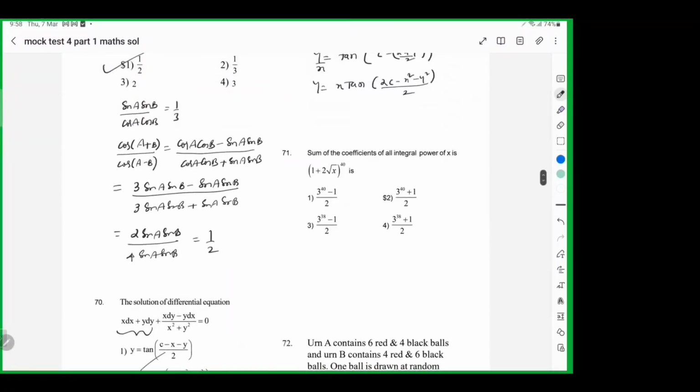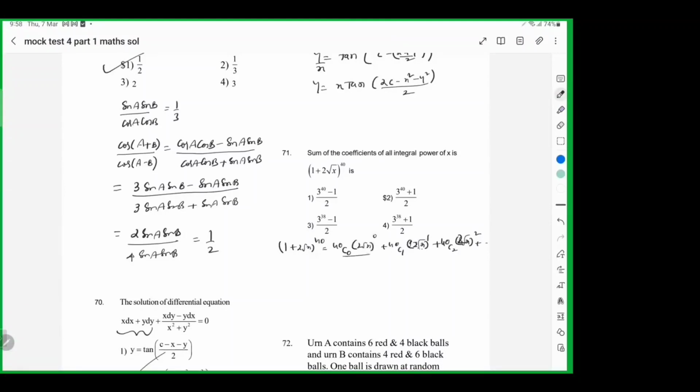So here sum of the coefficients of all integral powers of x. So 1 plus 2 root x whole power 40 if you take 40 c naught root 2 x power 0, 40 c1 root 2 x whole power 1, 40 c2 root 2 x whole square. So here it is coefficient of integral powers of x. Here it is 2 root x. It's not integral power. 2 root x whole square.